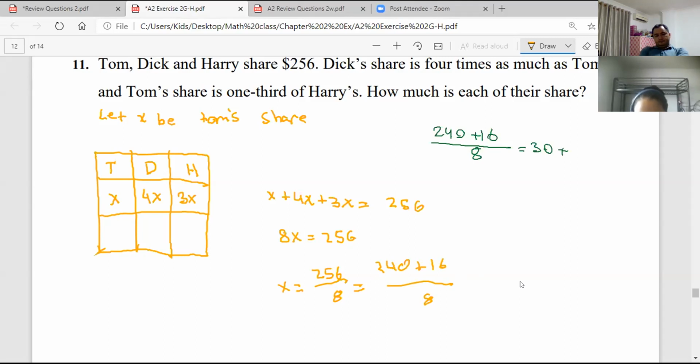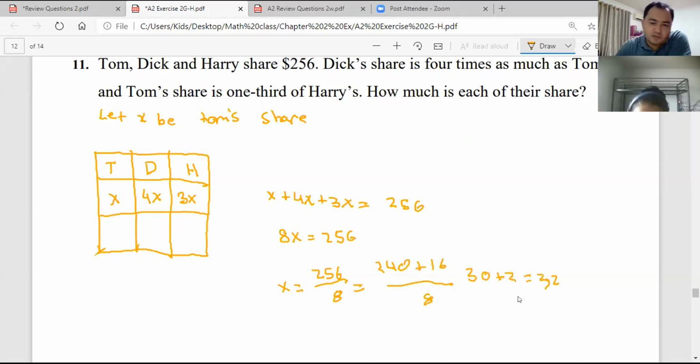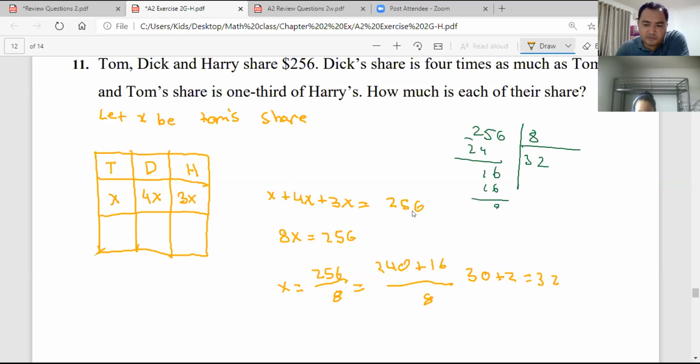Because I keep thinking like 200 plus 56. Also, you can divide in long division, right? Just write 256 divided by 8. 25 divided by 8 is 3. 3 times 8 is 24. Subtract, it is 1. 16 divided by 8 is 2. So 32. Long division. But for mental calculation, this method is much better, Shahina. So x equals 32.